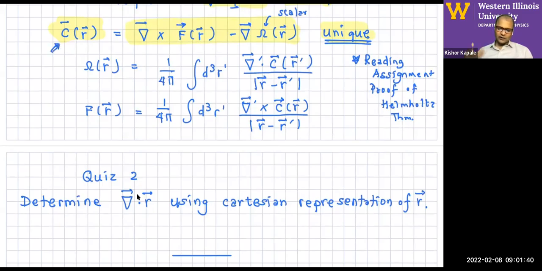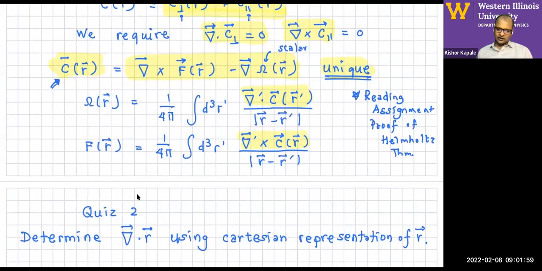But of course, we don't know F and omega, right? So where are we going to get that? All that we know is the divergence of C. So we know the divergence and we know the curl. Is that sufficient to determine C? And it turns out, yes, it is. This is the statement of the Helmholtz theorem, right?